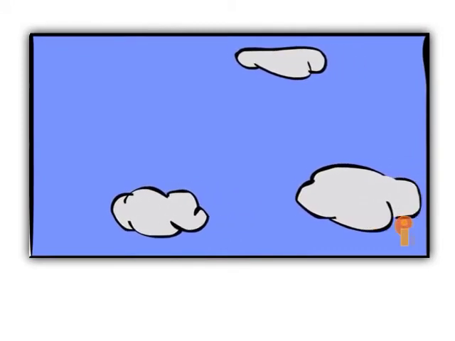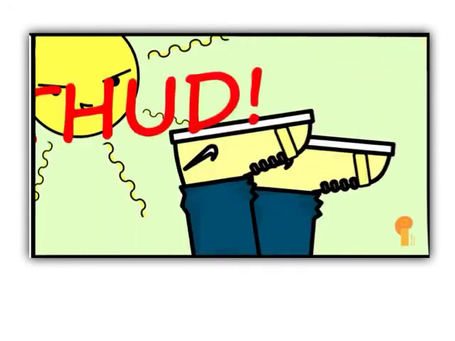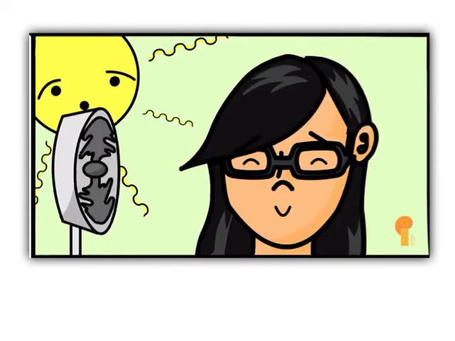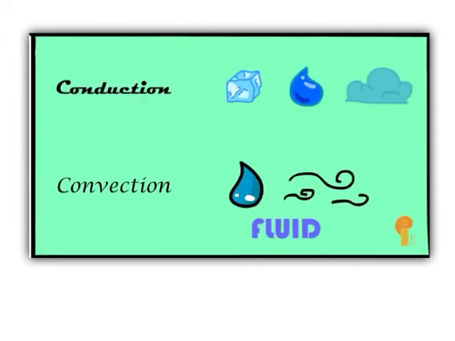Now, let's look at the second form of heat transfer, convection. Do you remember those hot summer days when you would use a fan to cool yourself down? That's convection. While conduction occurs in all phases, convection only deals with fluids like liquids or gases. Alright, so let's take a look at an example.